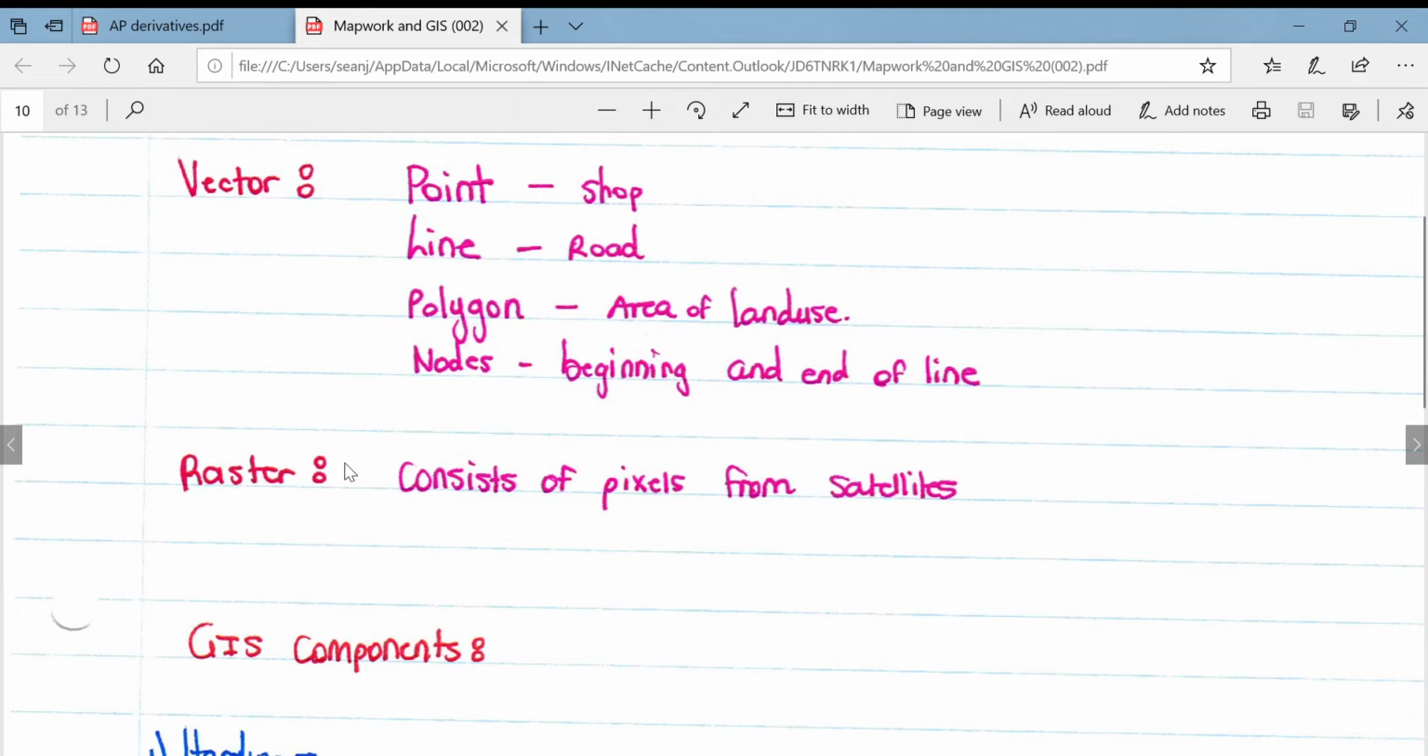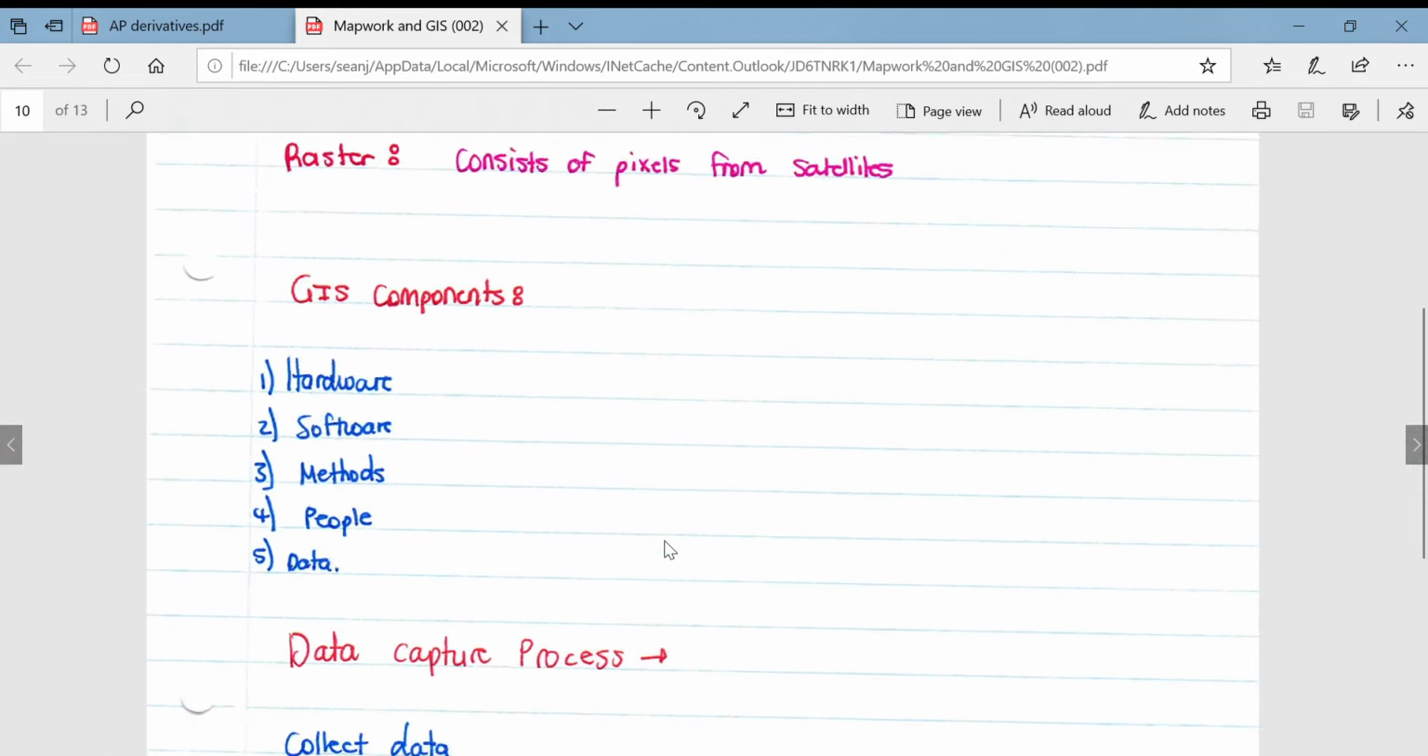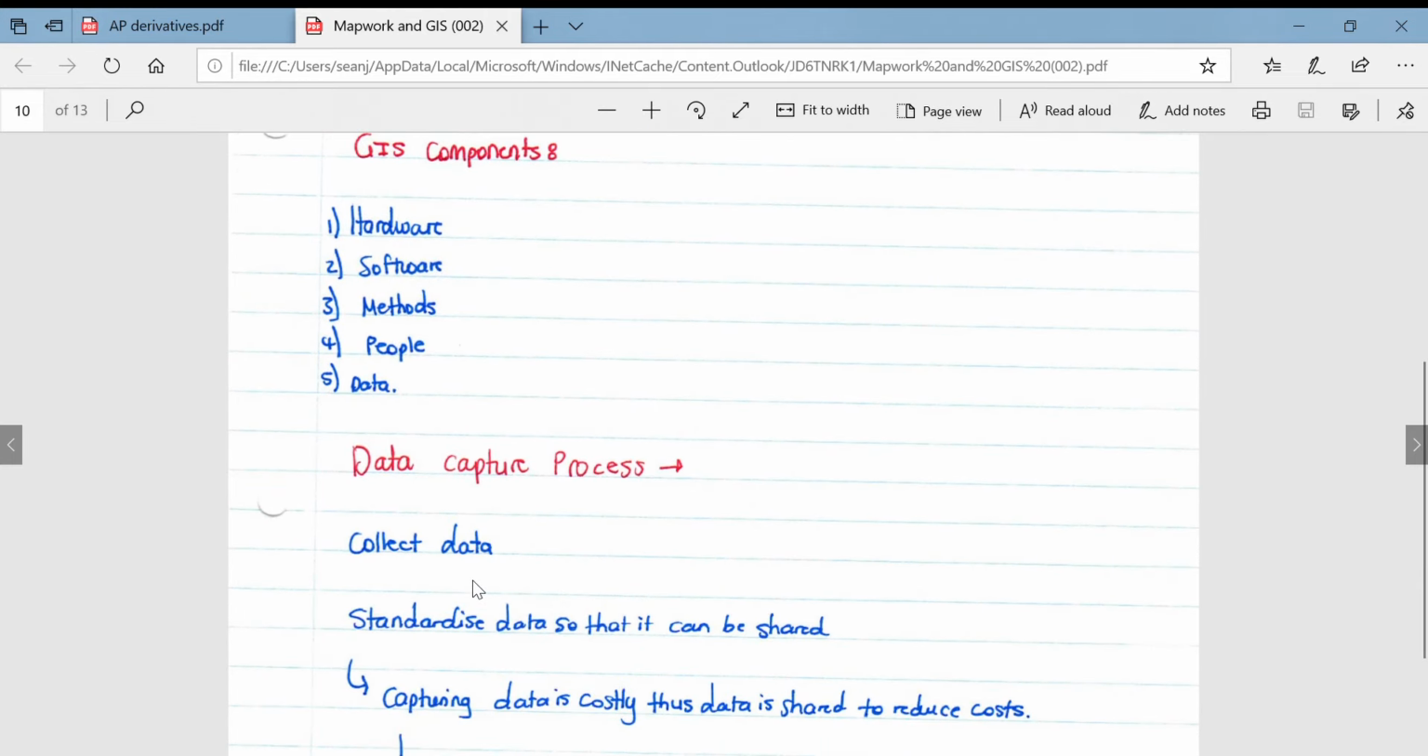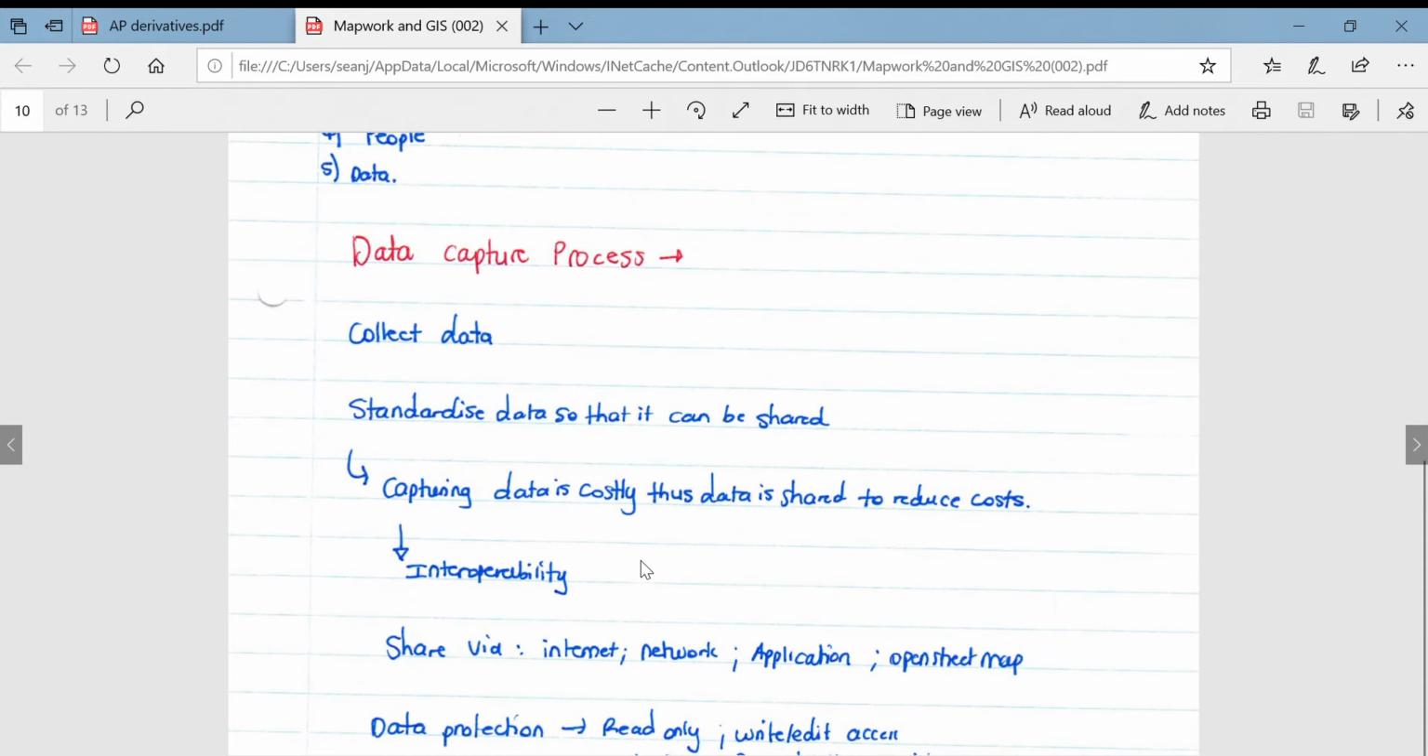Then if we look at raster data, this consists of pixels from satellites. The GIS components: hardware, software, methods, people, and data. Data capture process used by GIS. Firstly, collect the data, standardize the data so that it can be shared. Capturing the data is costly, thus data is shared to reduce costs, which then leads to interpretability.